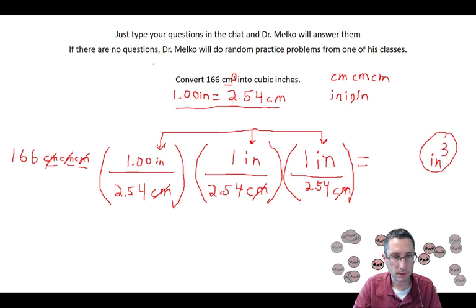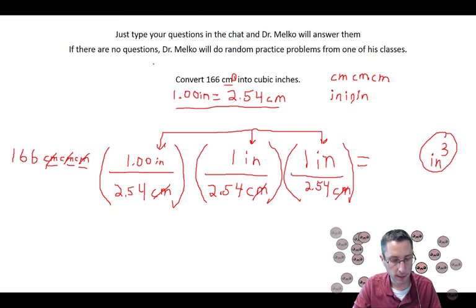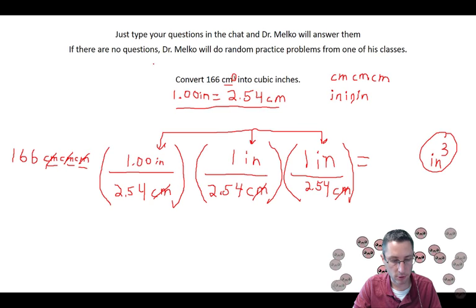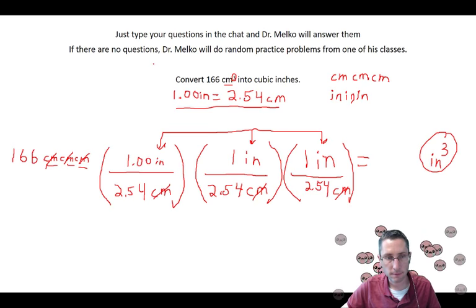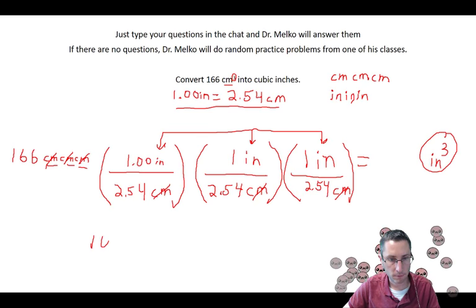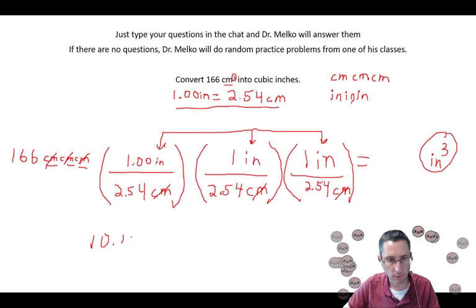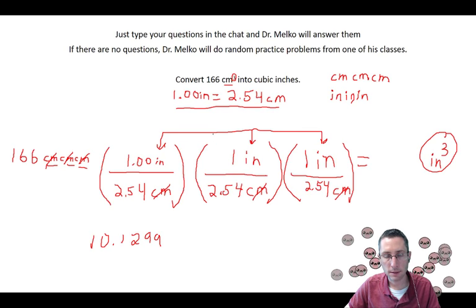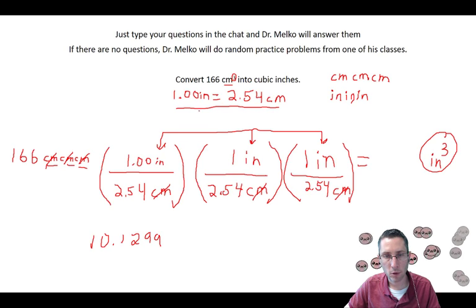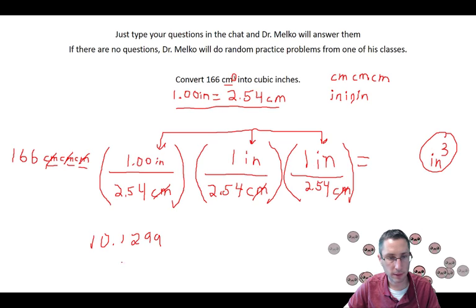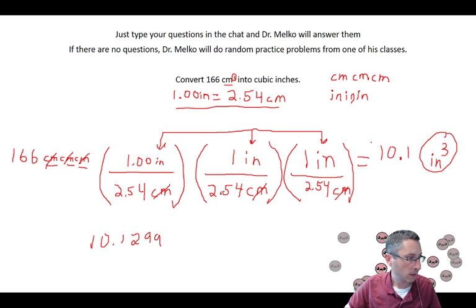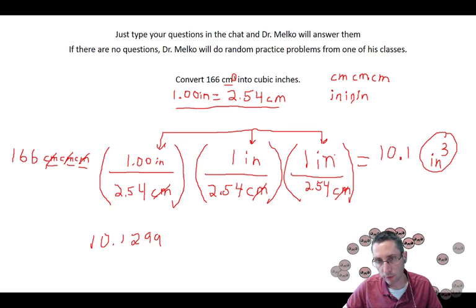So 166 times 1 times 1 times 1 is still 166. And then I'm going to divide 2.54, hit enter, divide by 2.54, hit enter, divide by 2.54, hit enter, and I should get 10.1299. Okay, sig figs. The unit equation has 3 sig figs. I was given 3 sig figs, so I'll definitely need 3 sig figs here. And so this should become 10.1 cubic inches.